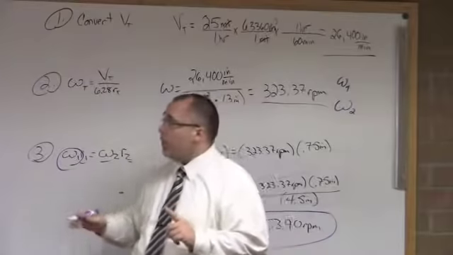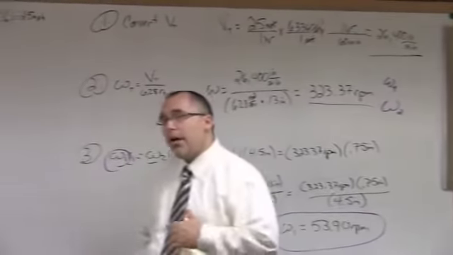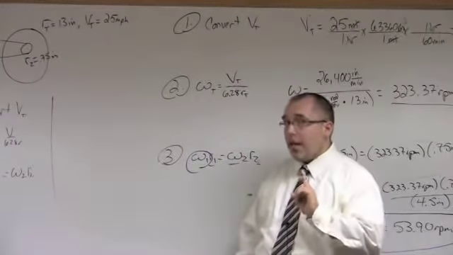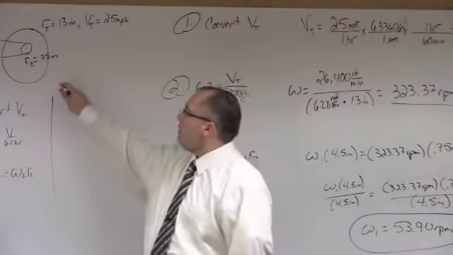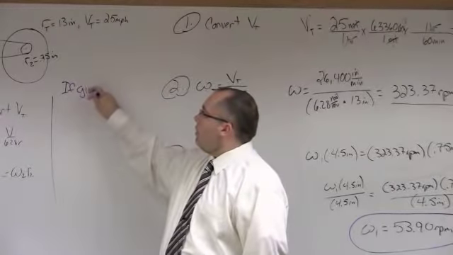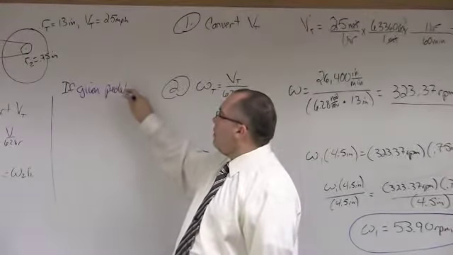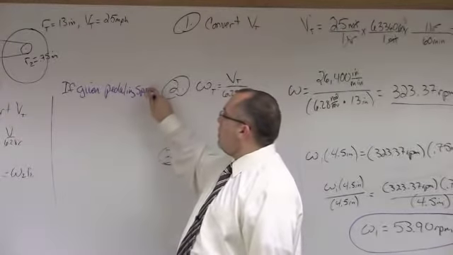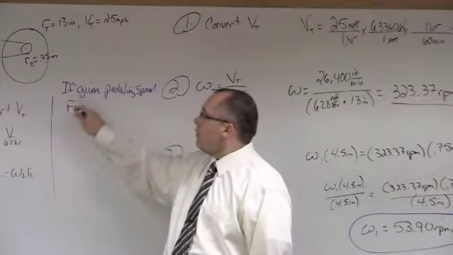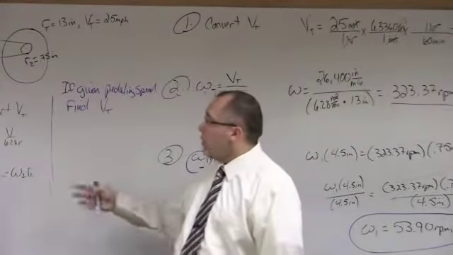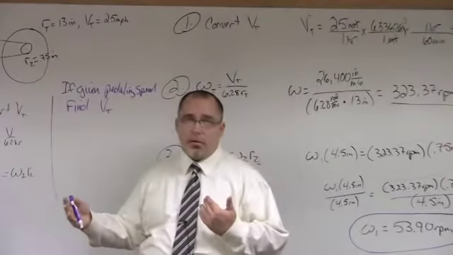Now, you're also going to have problems where you're given how fast a person is pedaling, and you have to find out how fast the bike is moving. In other words, if you're given the pedaling speed, and you have to find out the linear speed of the bike, or v, you're going to do these same 3 steps but in reverse.